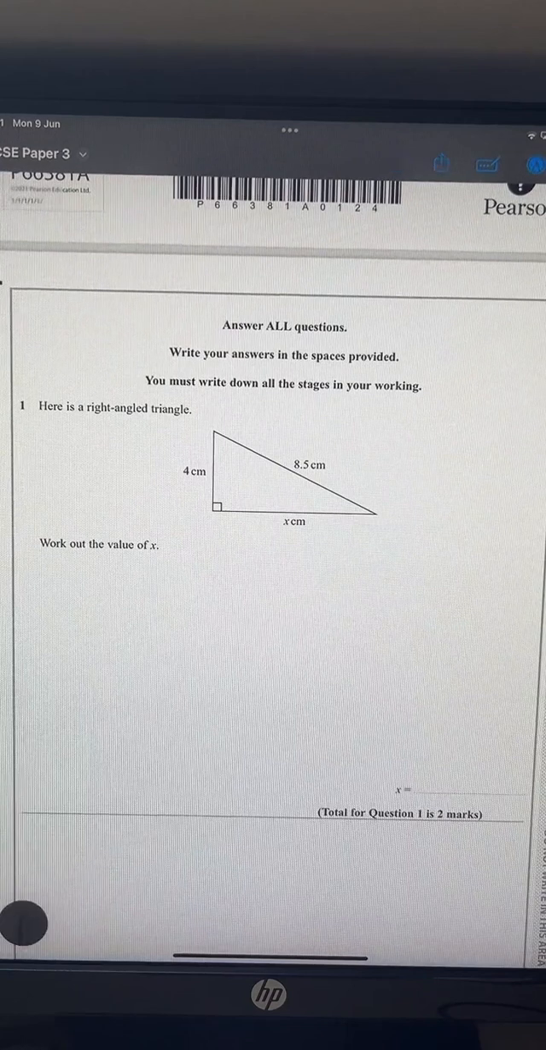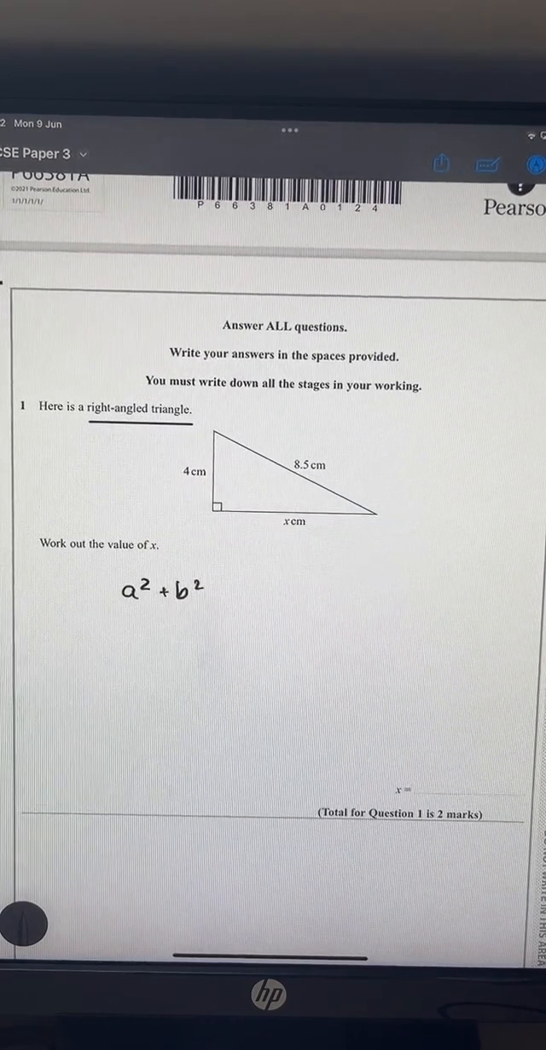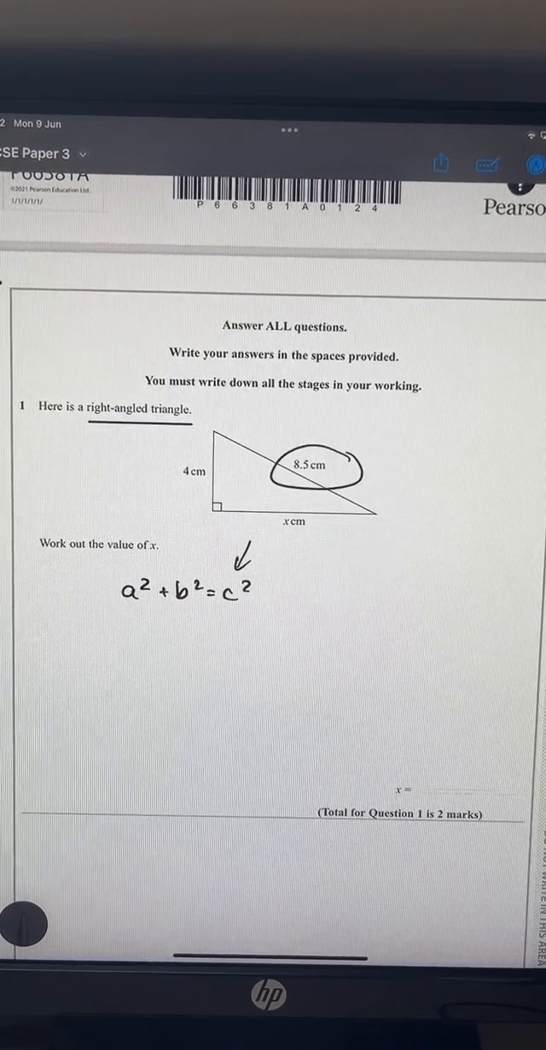Question 1, here is a right angle triangle. Work out the value of x. So whenever you see right angle triangle, think Pythagoras, and this is quite a nice, simple Pythagoras question to start us off. So you have a squared plus b squared equals c squared. So c is the hypotenuse, which is this longest length here.